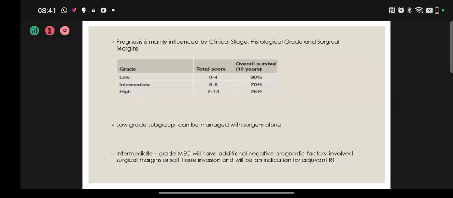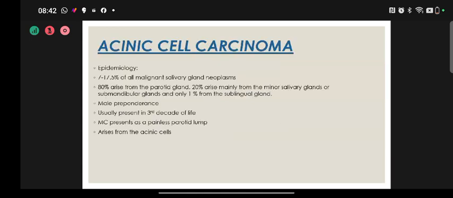Now, why do we need to know this? We need to know this because the prognosis depends on whether it's a low, intermediate, or a high-grade tumor. The overall survival is 90% with low, 70% with intermediate, and 25% with high-grade tumors. Now, the low-grade subgroup can be managed with surgery alone. Intermediate and high may require adjuvant radiotherapy because we can get positive surgical margins and tissue invasion may be present.